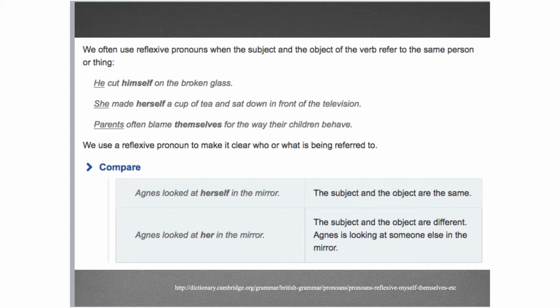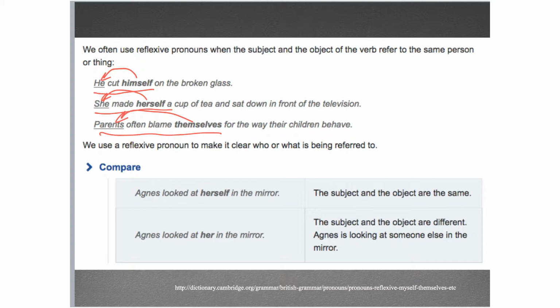All right, so here are some other examples. He cut himself. She made herself. Parents often blame themselves. And the important part is that these two pronouns refer to the same person, right? So parents often blame themselves. Parents often blame the parents, themselves. She made herself, right? Those are the same people. And that's what the reflexive does.